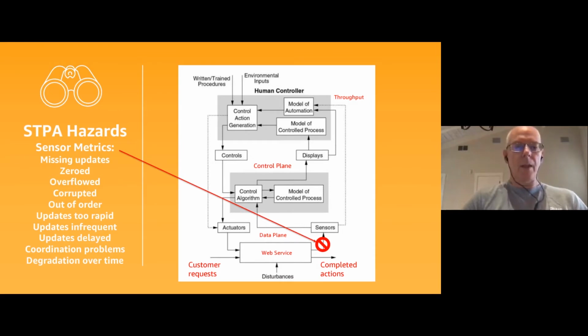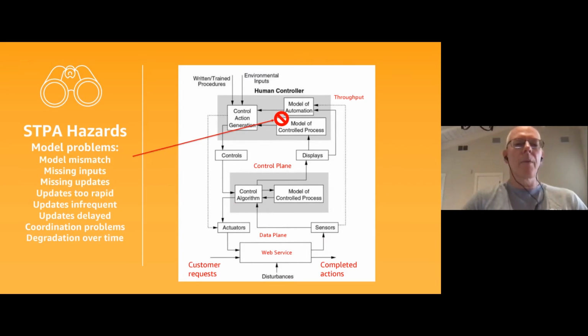On the sensor side, you could have missing updates, they could be zeroed, overflowed, all kinds of things can go wrong with your system. Coordination problems, software updates over time sometimes break the sensors or break the meaning of the sensors. And so you're not actually looking at what you think you're looking at.